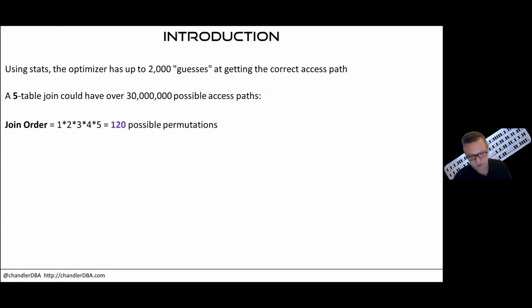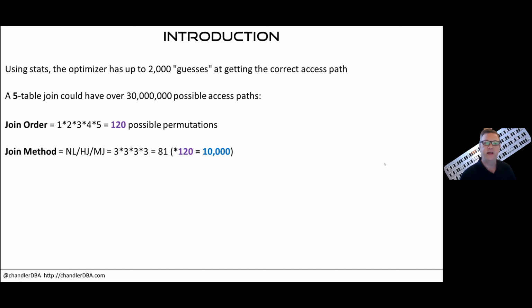But what you've got to do is look at the join order. And that's the order that the tables are going to be joined in. Are we going to join table A to table B, to table C, to table D, to table E? Or are we going to join table A to B to C to E to D, or A to B to E to C to D? And all of those, when you multiply them together, is 5 factorial for a 5-table join. And that gives you exactly 120 possible permutations, 5 factorial.